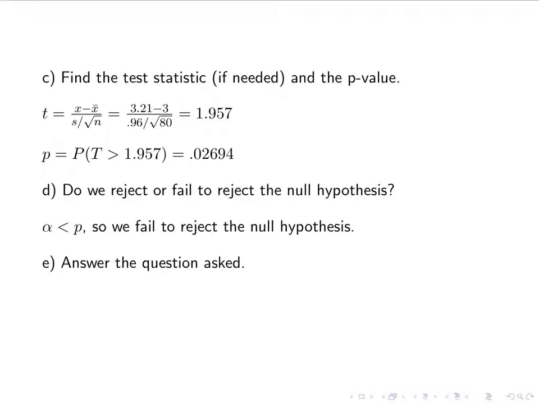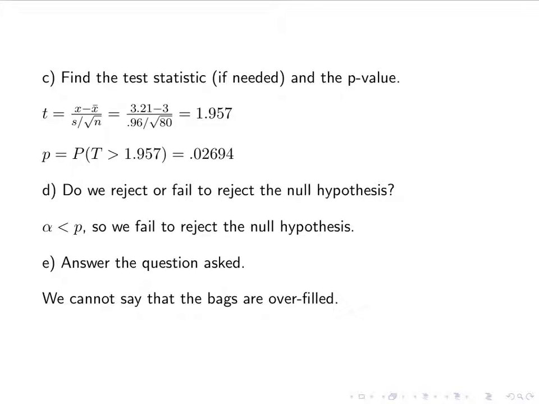The last step is to, again, reword this into the claim. So if we fail to reject the null hypothesis, what does that mean for our claim that the inspector thinks the bags are overfilled? Well, if we fail to reject the null hypothesis, then that's the same as saying that we cannot say that the bags are overfilled. So that X bar that we had could just be a coincidence, because it's not always going to be exactly 3.